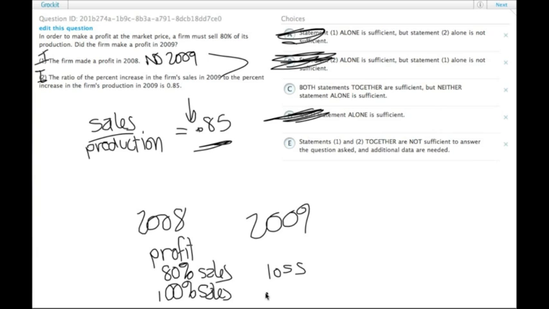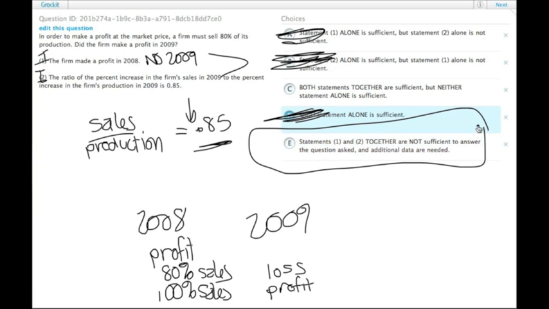If they were making 100%, they were still doing most of their production. This is probably a net gain. But since we don't find out what the sales actually were, how much of their production they were actually selling, the two statements together are insufficient. Answer choice E.